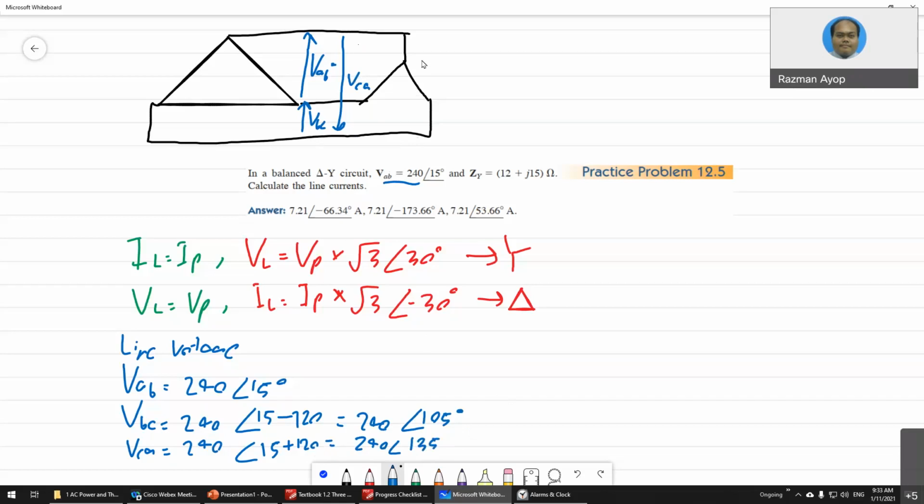Now, because you want to find the current, the current here and the current here are the same, because this is a delta-Y connection. Remember, in a Y connection the line current and phase current are the same, but only the voltage is different. So you have to use this formula. You already have the line voltage. Now you have to find the phase voltage. Based on this, how do you do it?